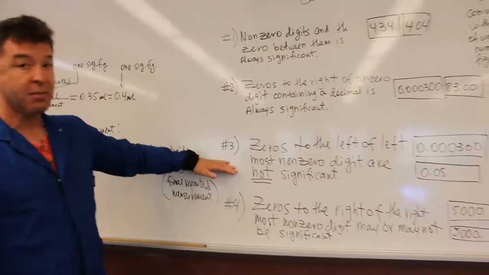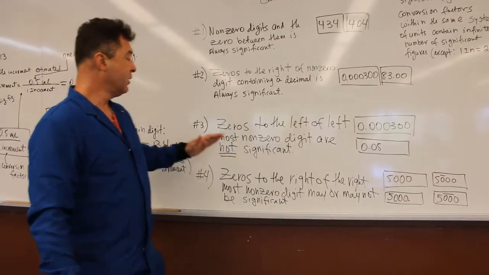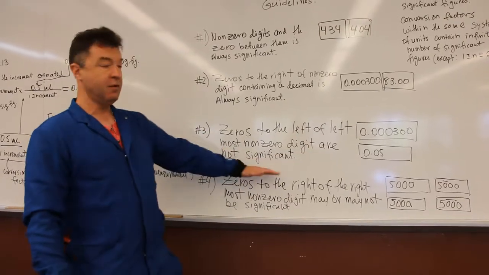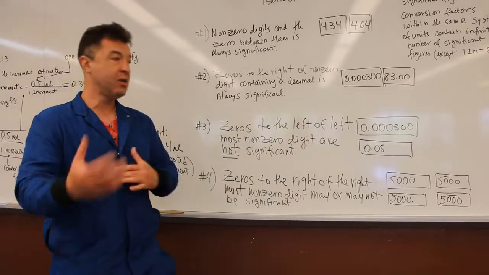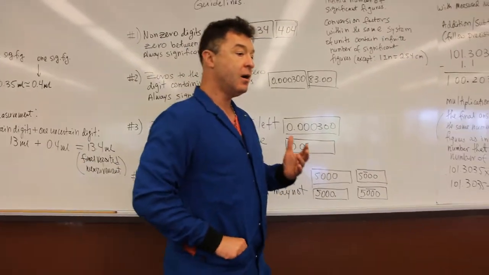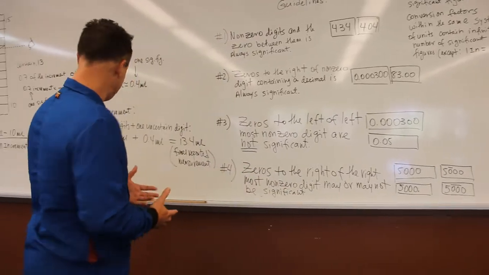Now the next one is number 3: zeros to the left of the leftmost non-zero digit are not significant. A lot of times students have trouble with this rule, but it's a really simple rule. All right, so how do we manage it now?